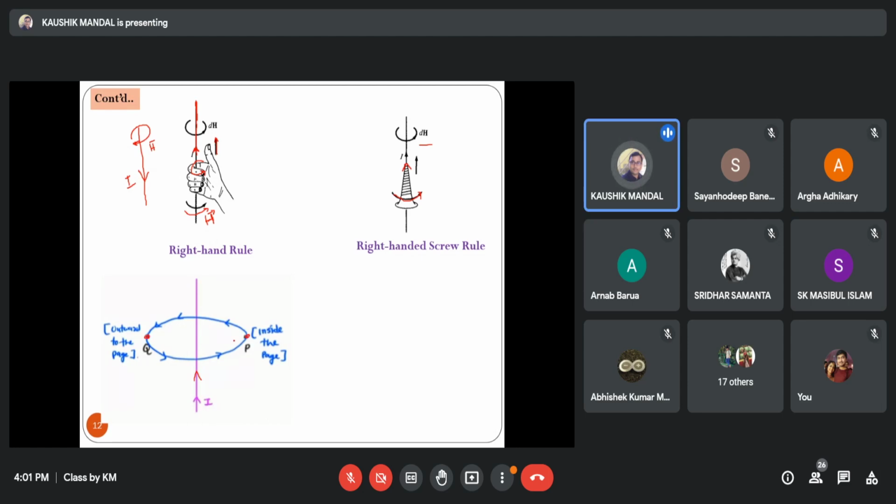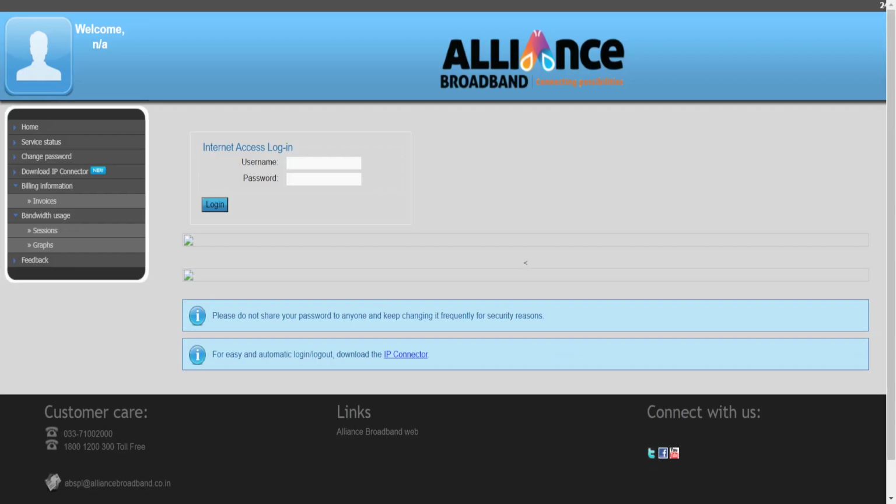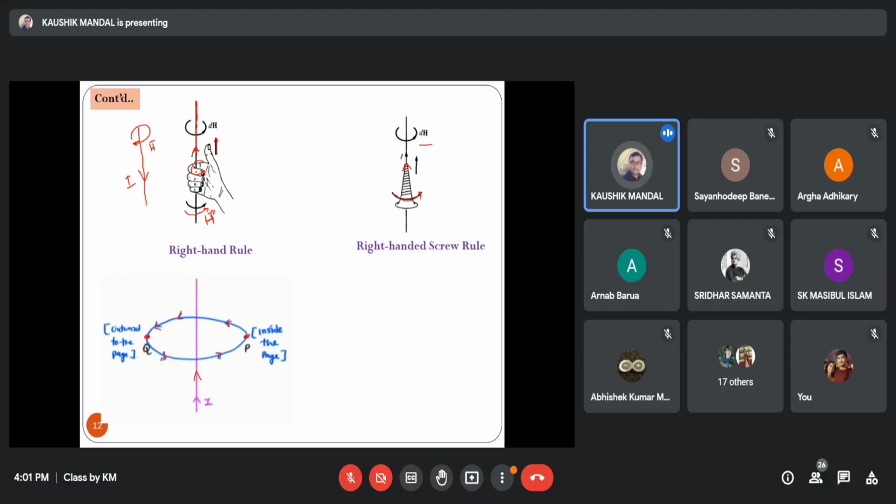Now, as per the right hand thumb rule, if we want to find out the direction of magnetic field intensity, that will be like that. So it will form a closed loop. That is another important feature of the magnetic field lines. It always creates a closed loop.